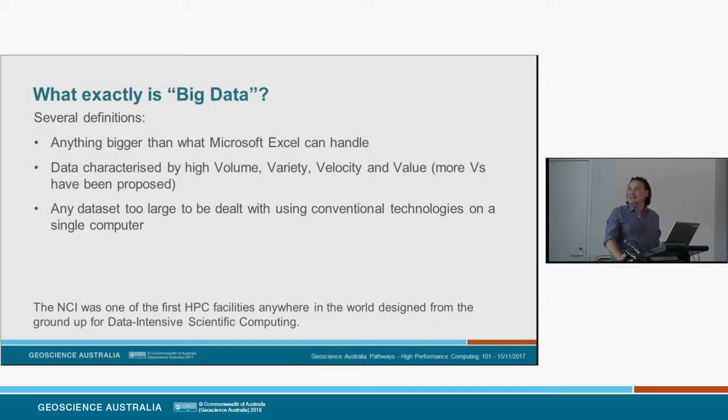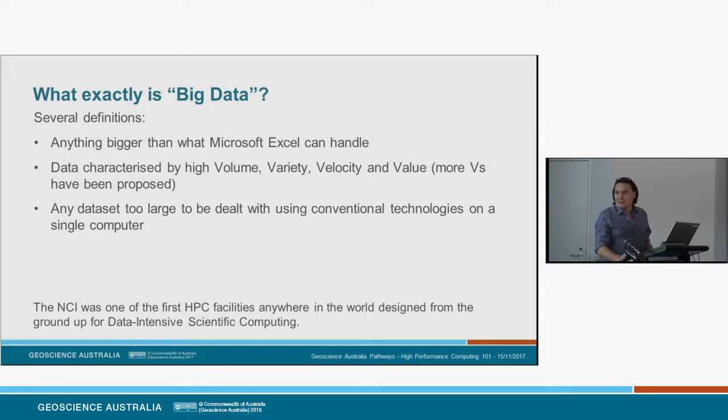There's also another one that has found its way into various literature and presentations where they talk about the V's. There's 4 V's that started with. I've seen as many as 42, and that just starts getting verbose and silly. But really the one I like is any data set too large to be dealt with using conventional technologies on a single computer. So nowadays parallel computing is becoming the norm for large problems. But big data is something that it would take you forever crunching through it on a single computer.